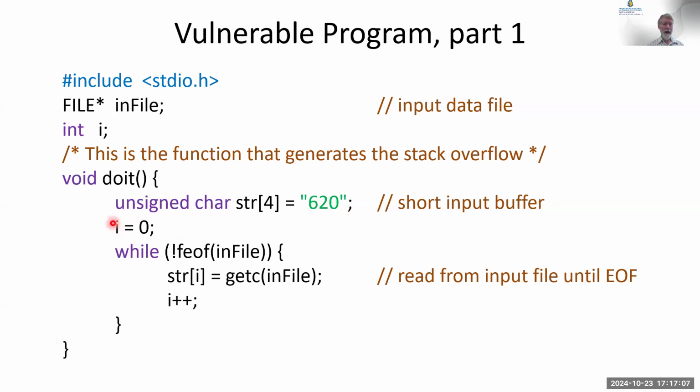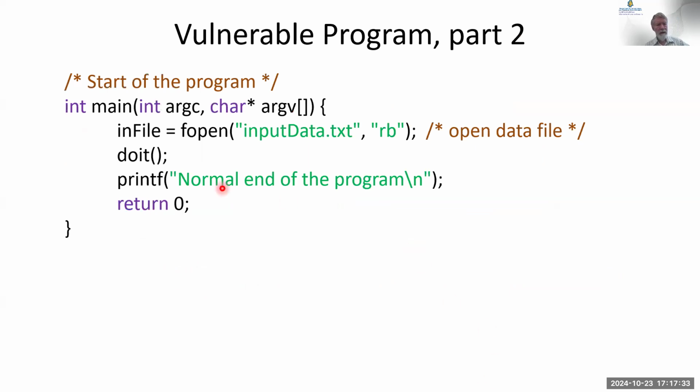And then we set i to 0. We have a while loop. And while it's not end of file, meaning while there's more characters to read, you call getc, which gets a character from the file, reads the value from the file, puts it into the string, and increments the index. So it basically puts the first character in string position 0, and then string position 1 and string position 2, and does this until you run out of input in the file. The main program just opens that file, calls the method, and then at the end prints normal end, if you ever get there.